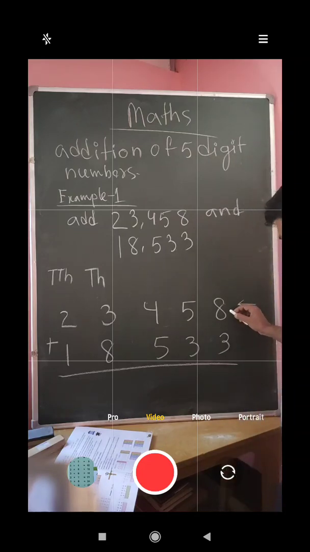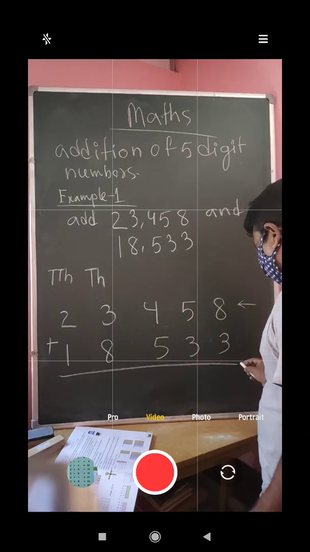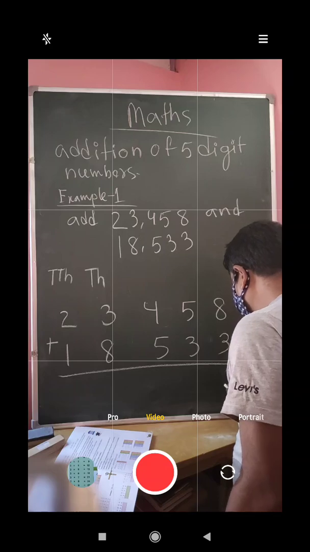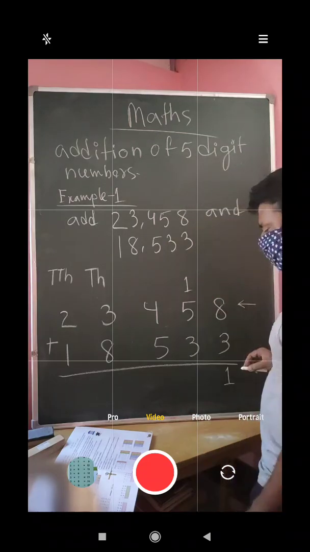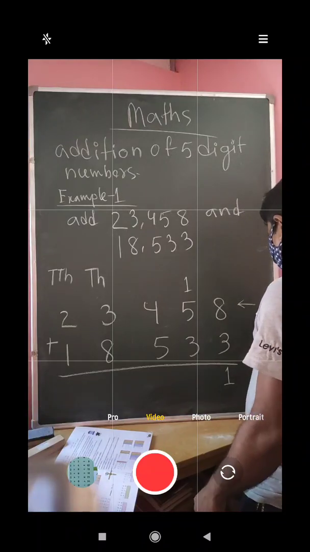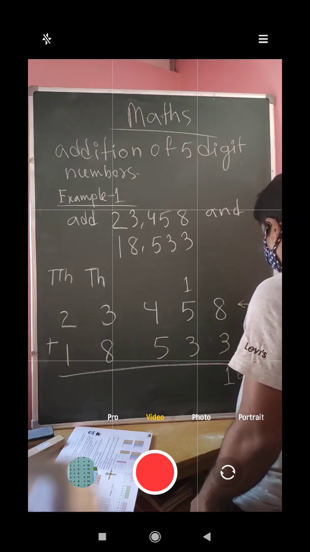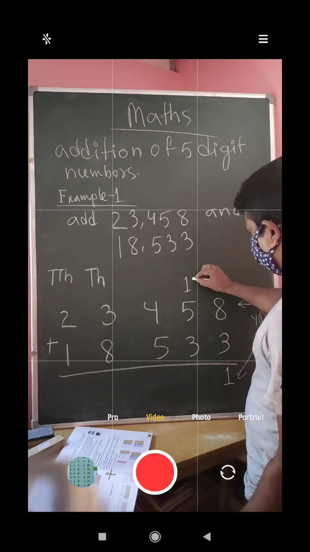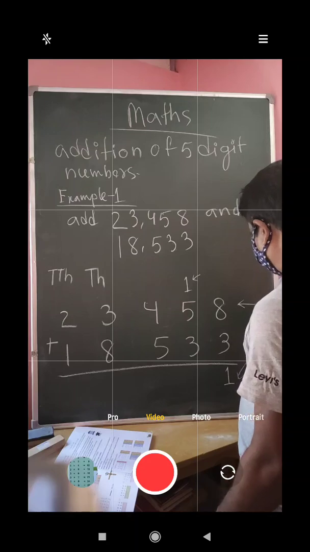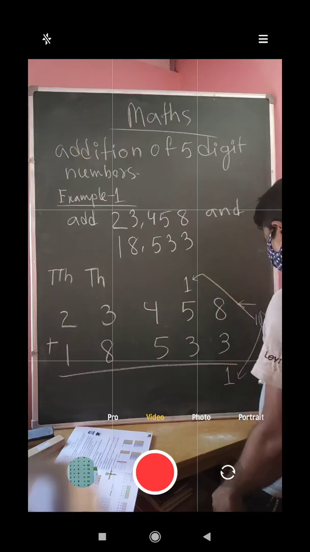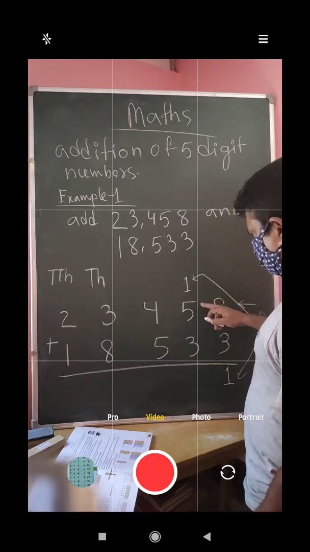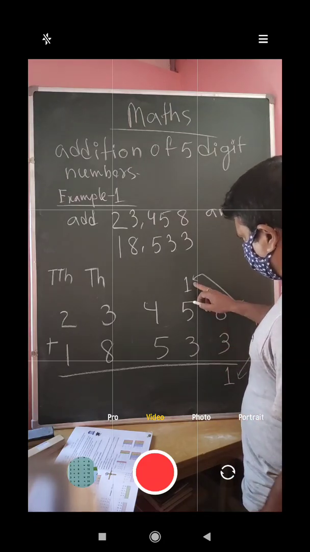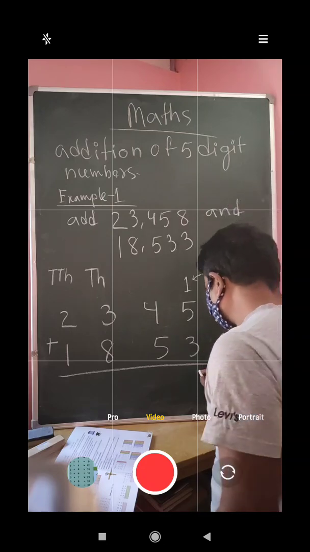Now let us do it. 8 plus 3 is equal to 11. So 1 will come here. I have written 1 here, from 11, and the other 1 will go to this place, like that. So 1 I have written here, and 1 has come here. So I will add now these 3. 5 plus 1 is equal to 6, 6 plus 3 is equal to 9.